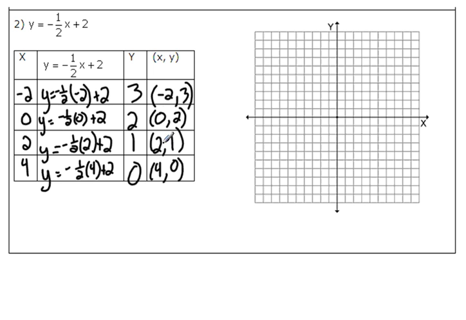So again, once I fill out my table, I can plot my points. I have -2, 3, 0, 2, 2, 1, and 4, 0. This makes a straight line, so I connect the dots. Again, sorry, when I graph, it's going to look bad when I connect the dots. But that would be my graph.